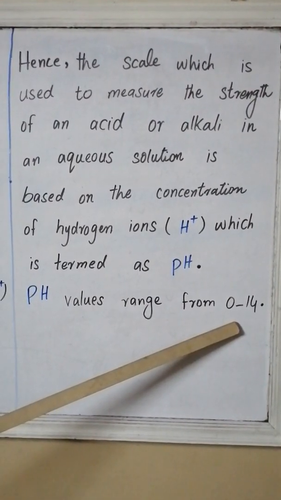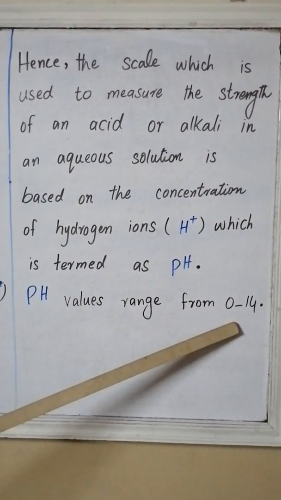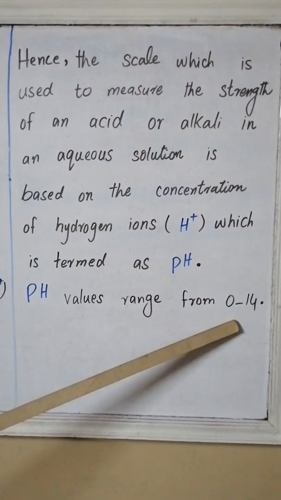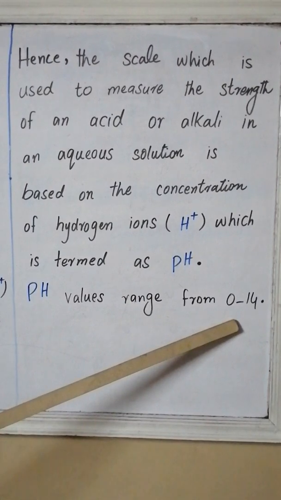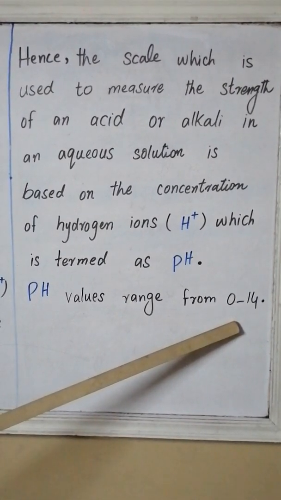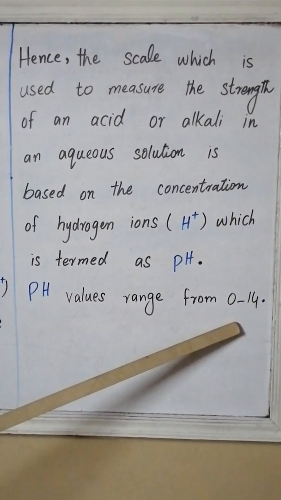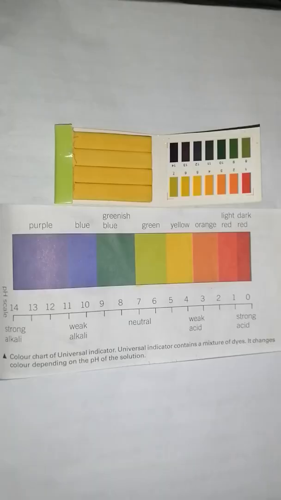The solutions with lower pH values are stronger acids. The solutions with higher pH values are stronger alkalis. The higher the pH value of the solution, the stronger the alkalis they are.